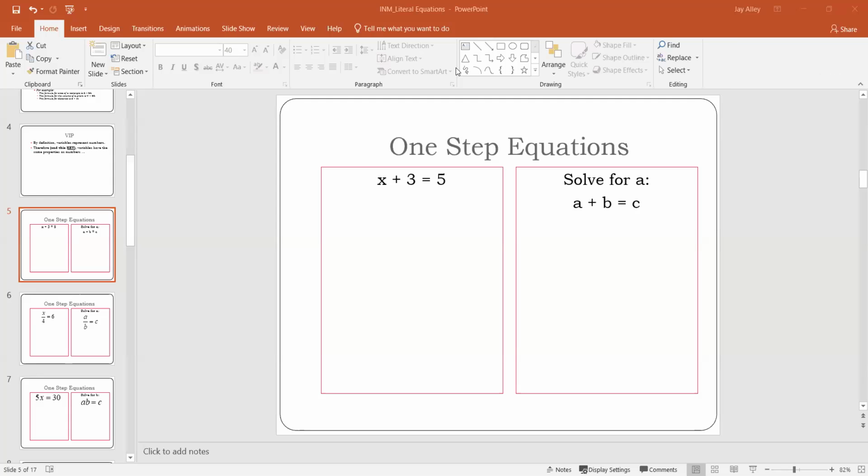Somebody was calling them, who was I talking to yesterday? Somebody was calling them the alphabets. And that's a good way to describe them, because with these literal equations, they are mostly letters.